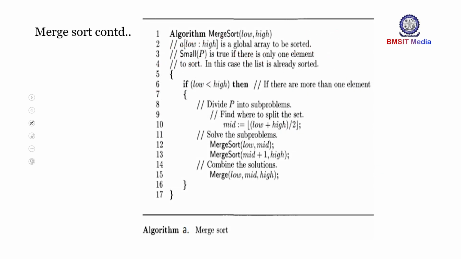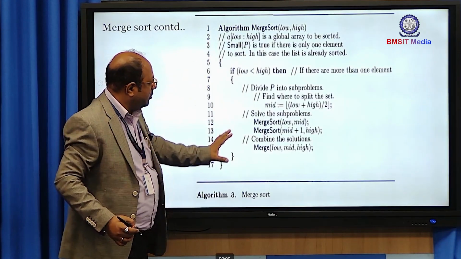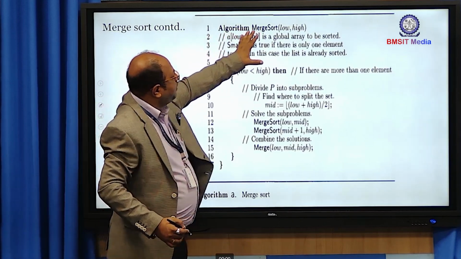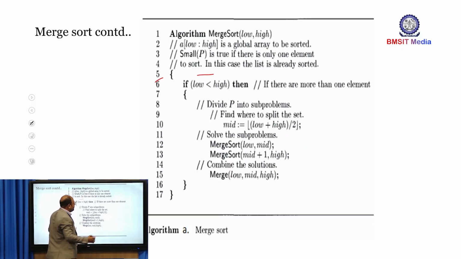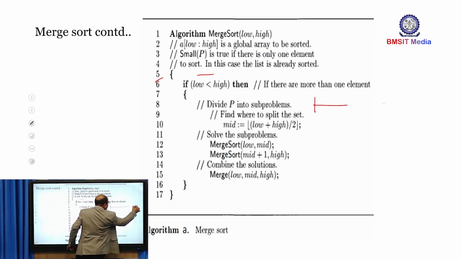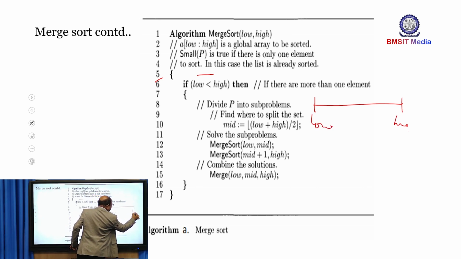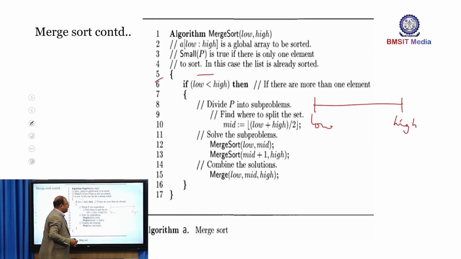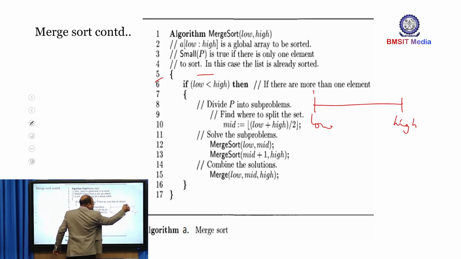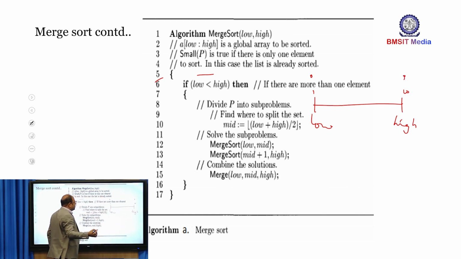How the swapping of the elements happens is given in this algorithm. You can see here merge sort low comma high, meaning I have a given set of elements. This is my low and this is my high, starting from 1 to 10, or 0 to 9 as per the index of the array we are going to consider.